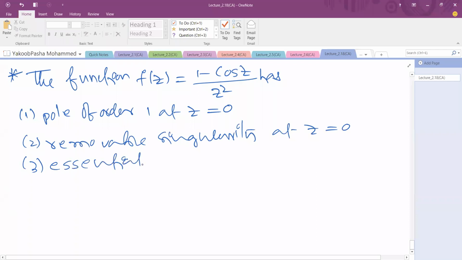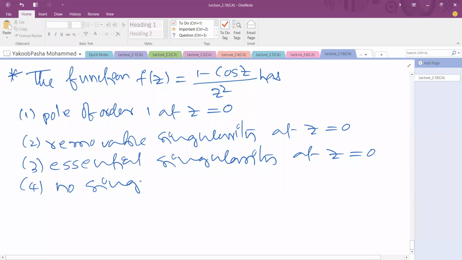Essential singularity at z equal to 0. And the fourth option, no singularity at any point.